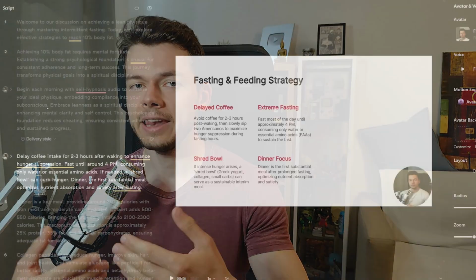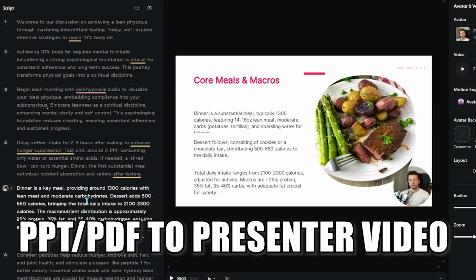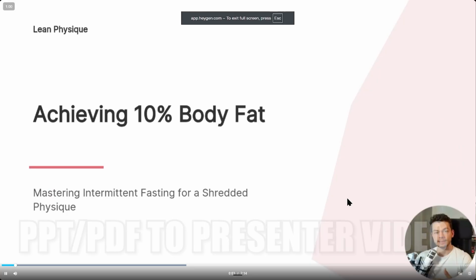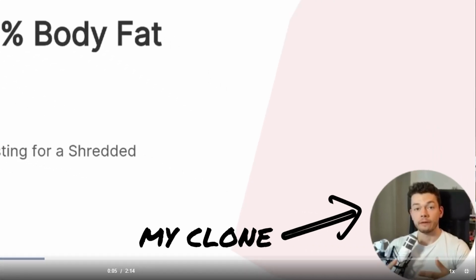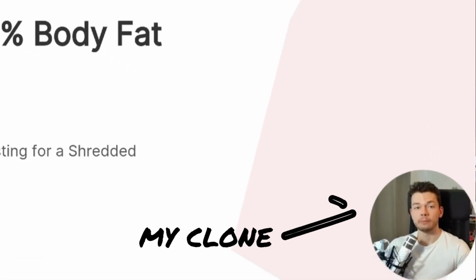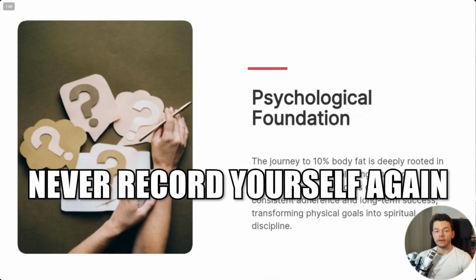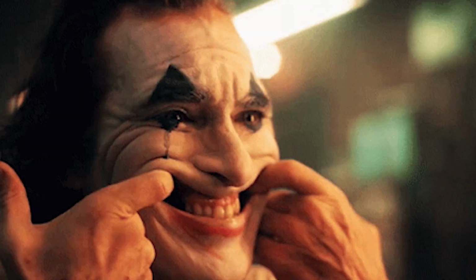You can now take any boring PowerPoint or PDF file and turn it into an AI presenter video with your own clone in it. This way you can give presentations without ever having to record yourself again. No more recording different takes because you made a mistake. No more getting into the right mood before giving a presentation. It all happens on autopilot.